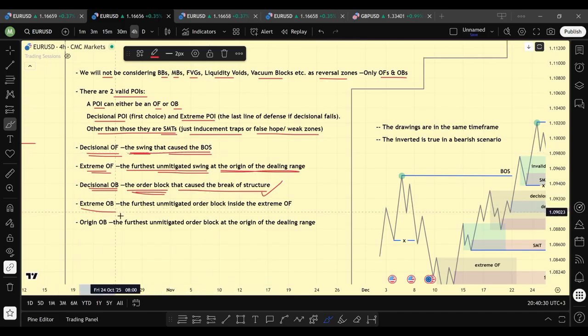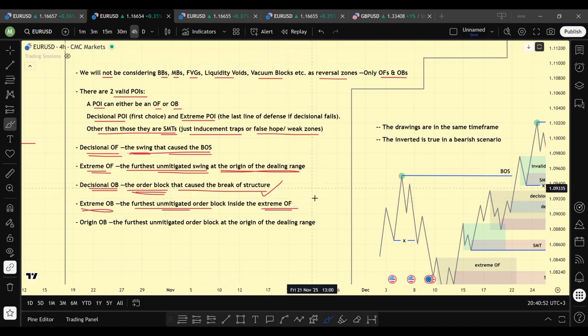Extreme order block, of course, will now be the farthest unmitigated. This is very important: the unmitigated order block inside the extreme order flow. Like I said, an order block is a refinement of an order flow. That's the reason why I'm saying this. And also the extreme OB must be located inside the extreme order flow.